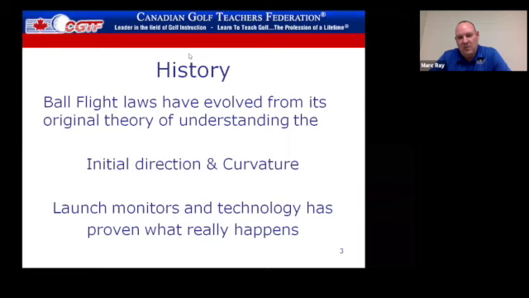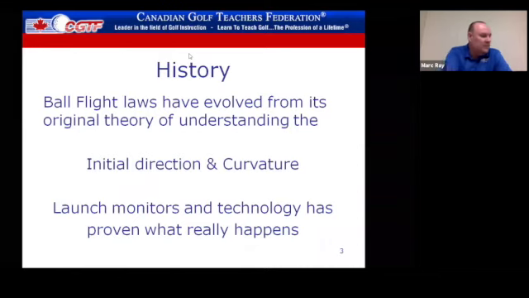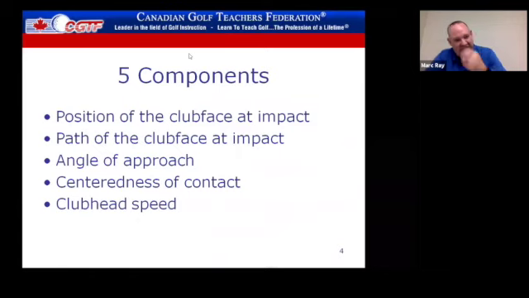So I always tell people when they are taking the course, ball flight is the initial direction, where it starts, and then where it goes from there, where it curves. It's not club face at impact, and it's not the path of the club head through impact. That is what creates initial direction and curvature, because we're talking about where the golf ball is, not the golf club. So that's what we're looking for, where the golf ball starts and where it finishes. So now we know what really happens.